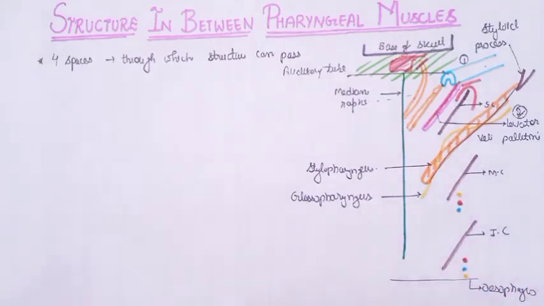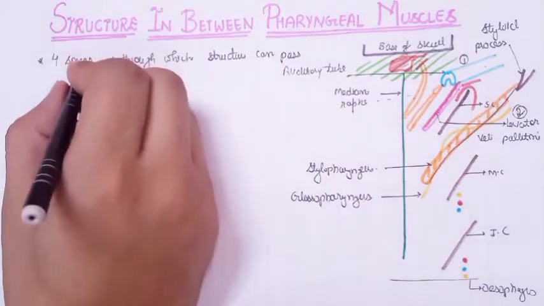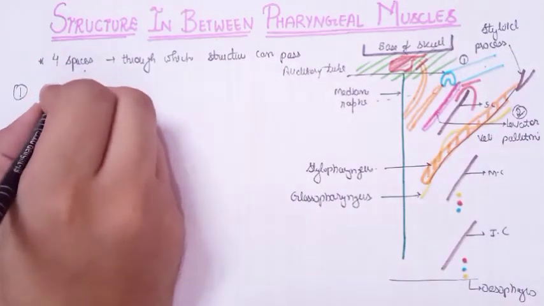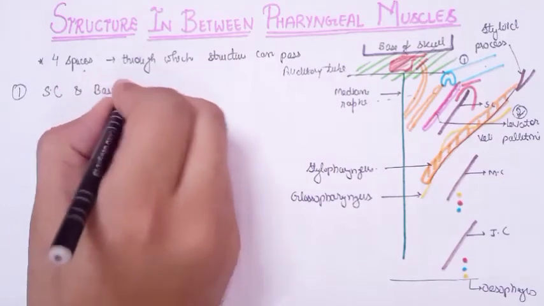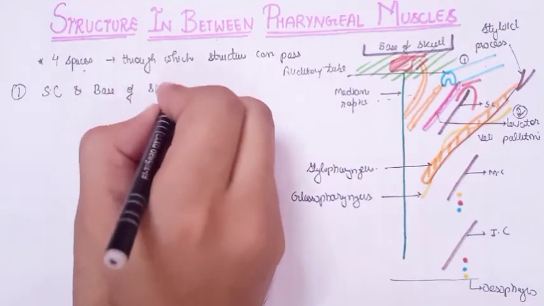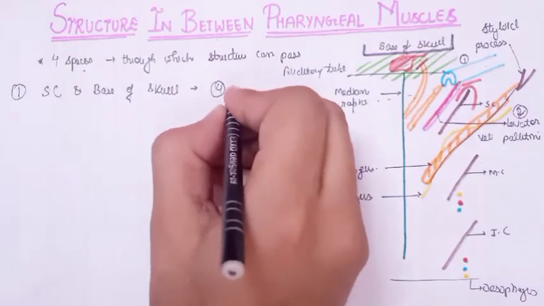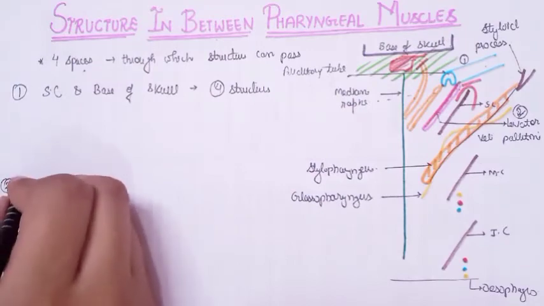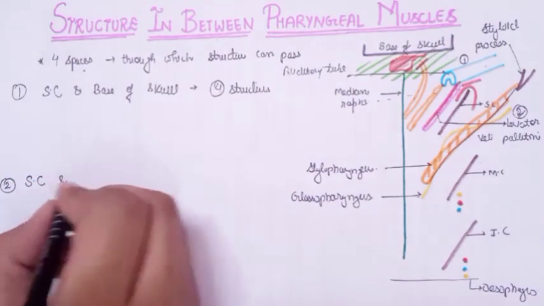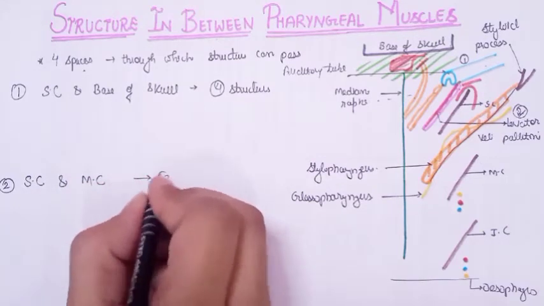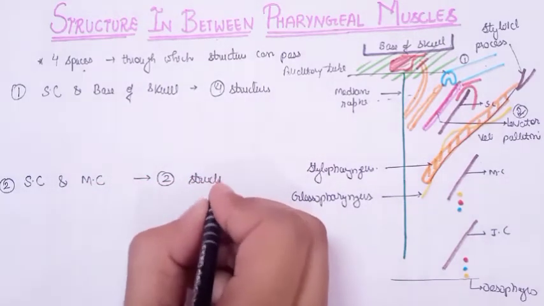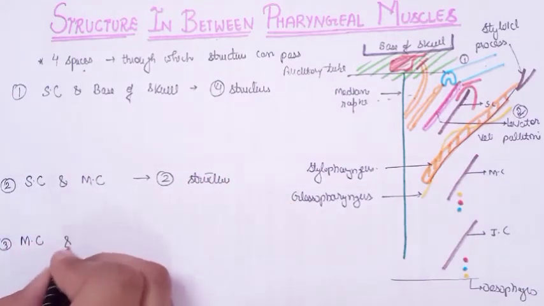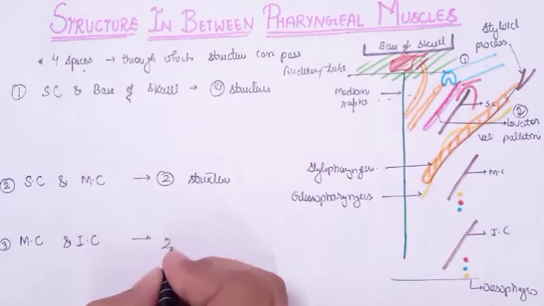So let us summarize all these four gaps or spaces. The first space is between the superior constrictor and the base of skull. In that we have in total four structures. The second space is between the superior constrictor and the middle constrictor, in which we have two structures. The third space is between the middle constrictor and inferior constrictor, in which we have again two structures.